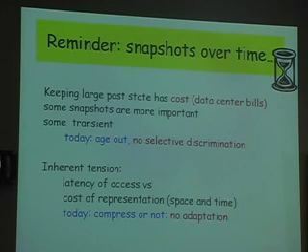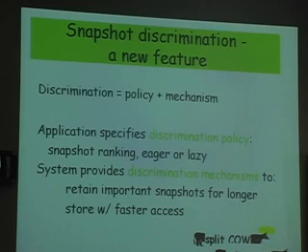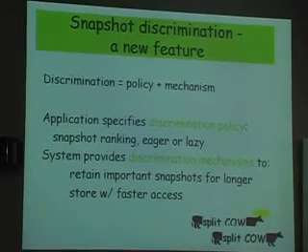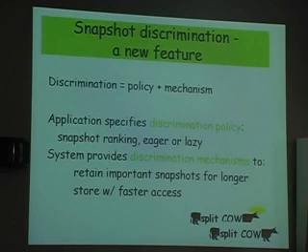So we're proposing this new feature called discrimination. It has two parts: a policy and a mechanism. The application specifies the discrimination policy. So it can say, this snapshot is more important, which means it will stay for longer. And it can do it either eagerly, right away when it creates a snapshot, or lazily, later. The system provides a discrimination mechanism that retains the important snapshots for longer or stores them with faster access.